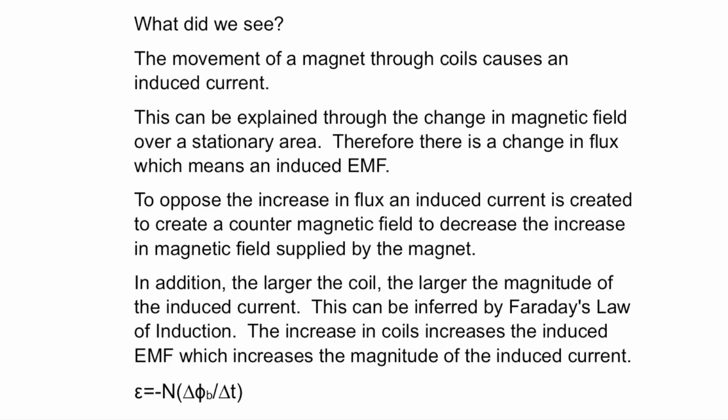Well, what did we see? The movement of a magnet through the coils caused an induced current. This can be explained through the changing magnetic field over a stationary area. Therefore, there is a change in magnetic flux, which means an induced EMF. To oppose the increase in flux, an induced current is created to produce a counter magnetic field to decrease the increase in magnetic field supplied by the magnet.